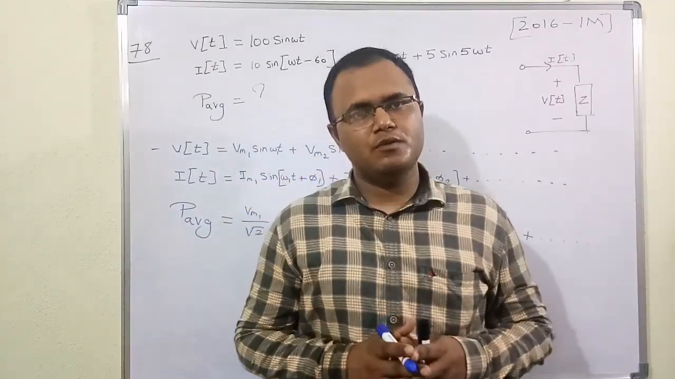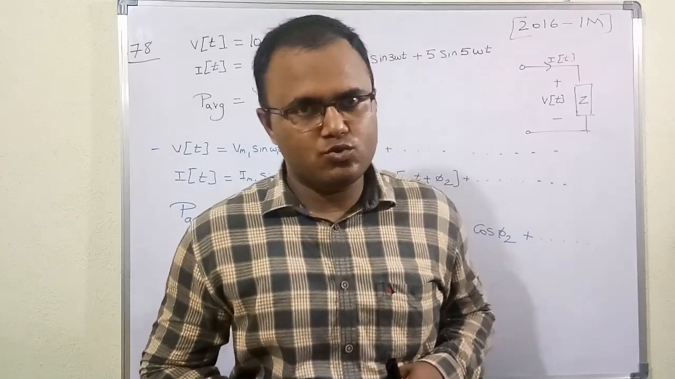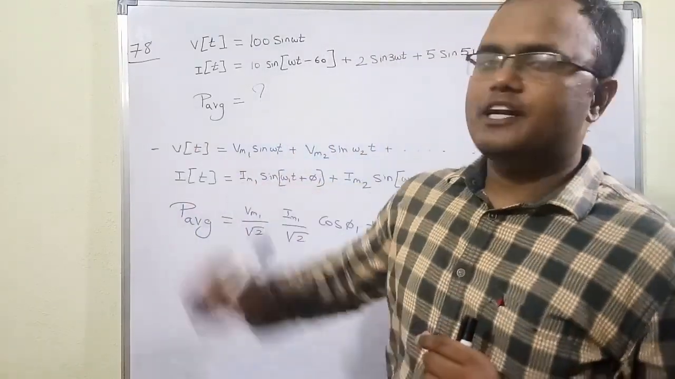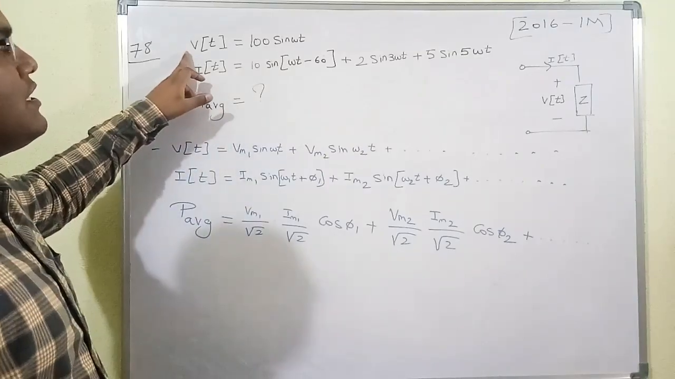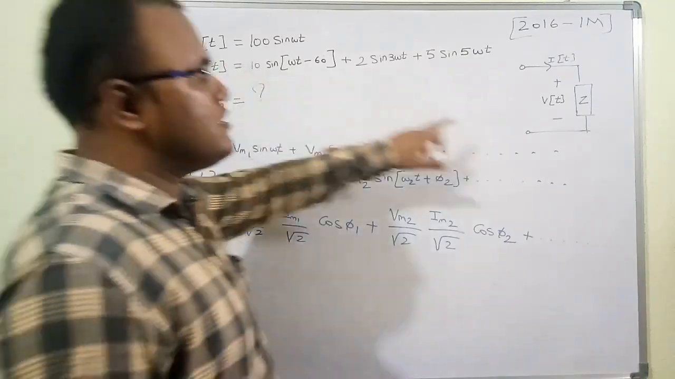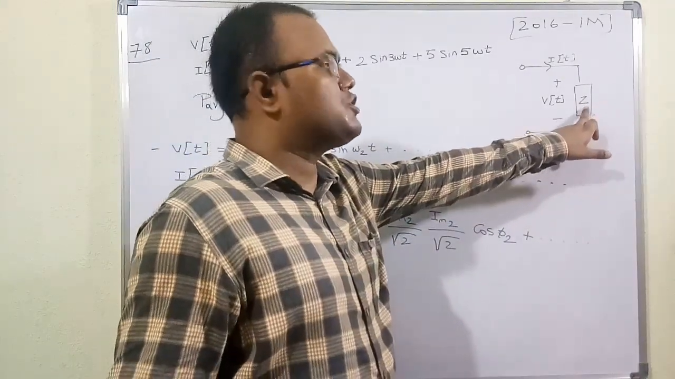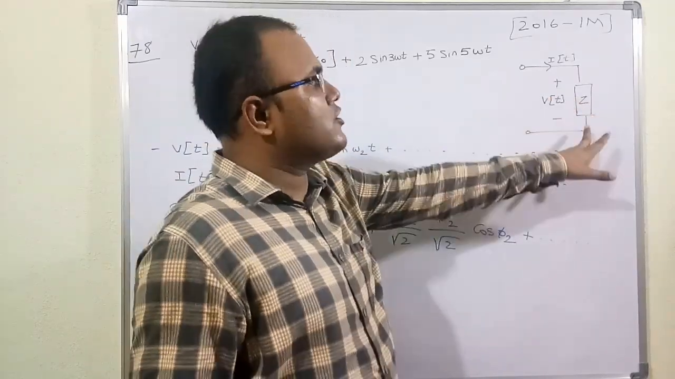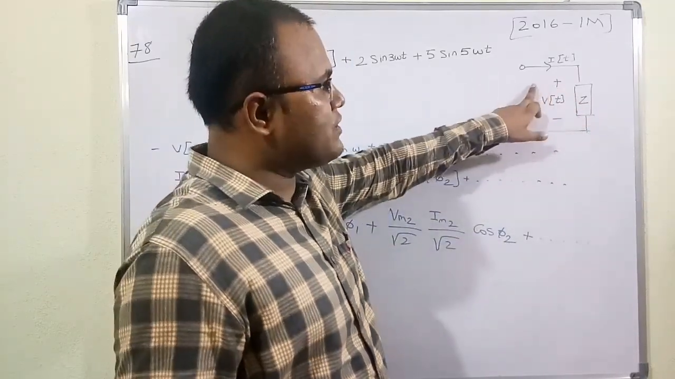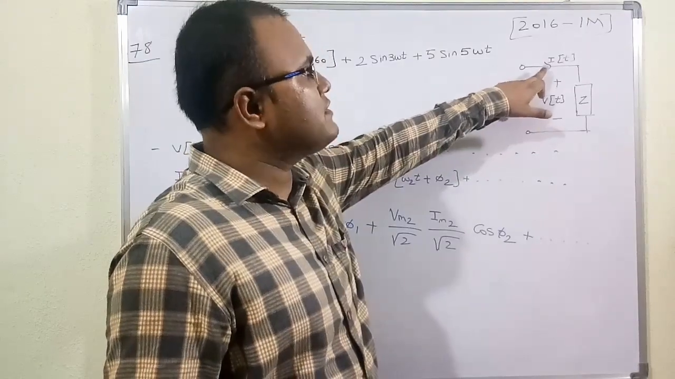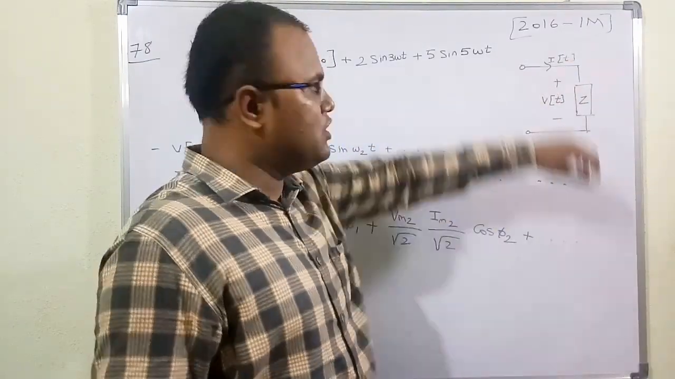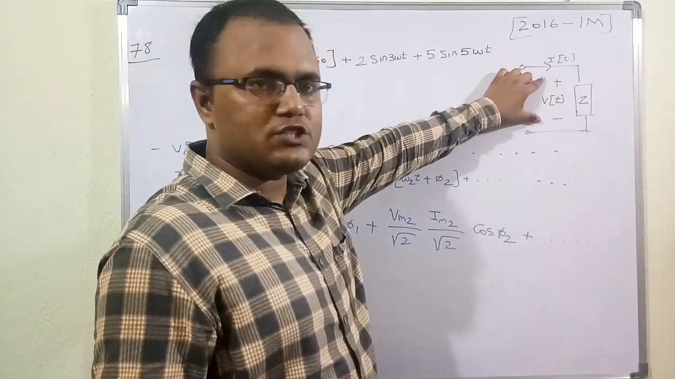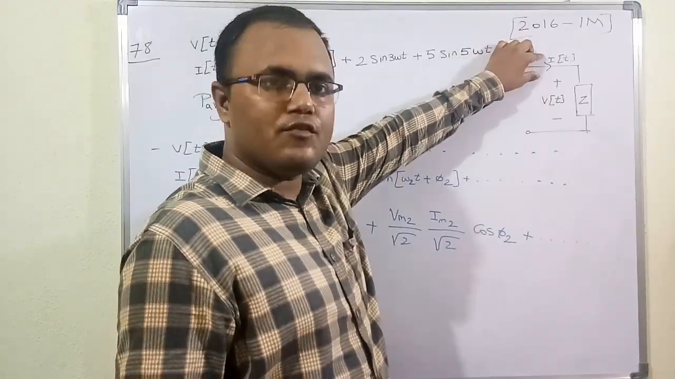After solving the previous problem, now let's move forward to do another numerical, numerical number 78. In this question, they have given a load which is denoted by the symbol Z. Across this load, there is a voltage V of t, and the current passing through this load is I of t.